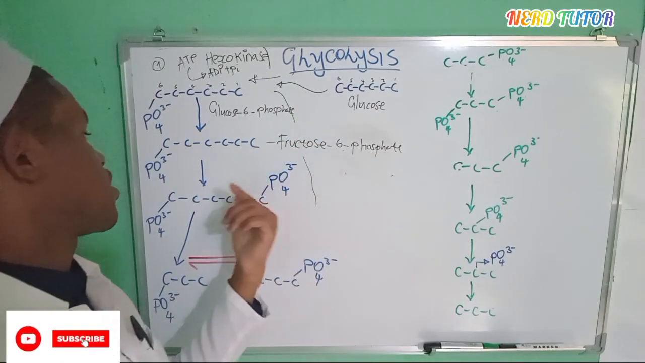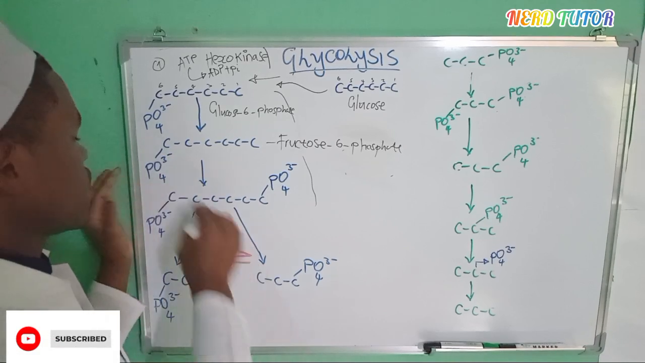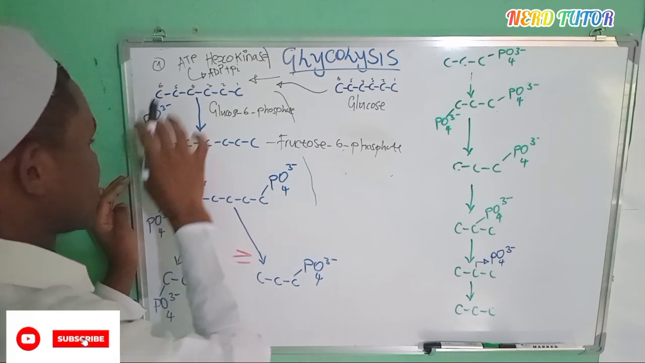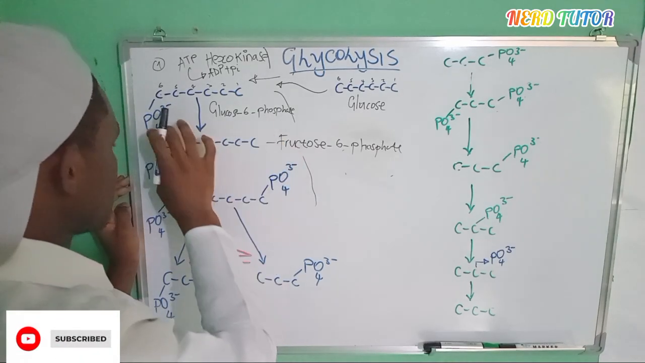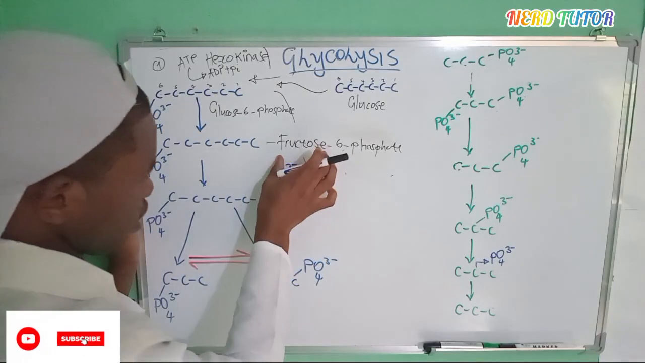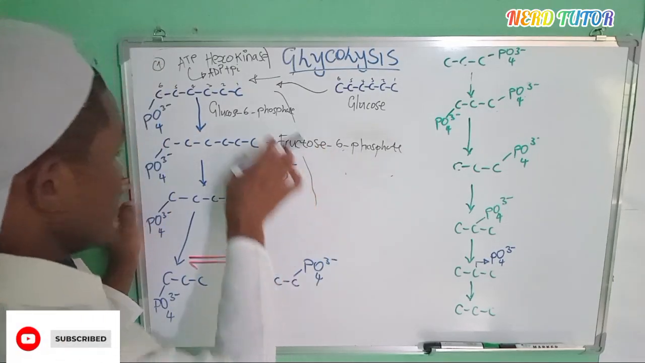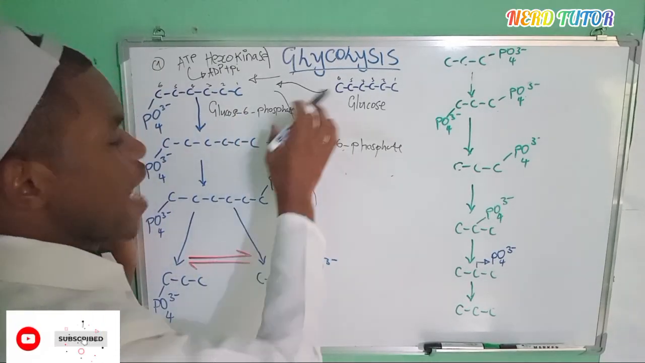Why 6? Because it is the same. The phosphate is also attaching at the 6 carbon. The carbon number 6 is having what? The phosphate. No wonder fructose 6 phosphate. Why fructose? Because the glucose has undergone isomerization.